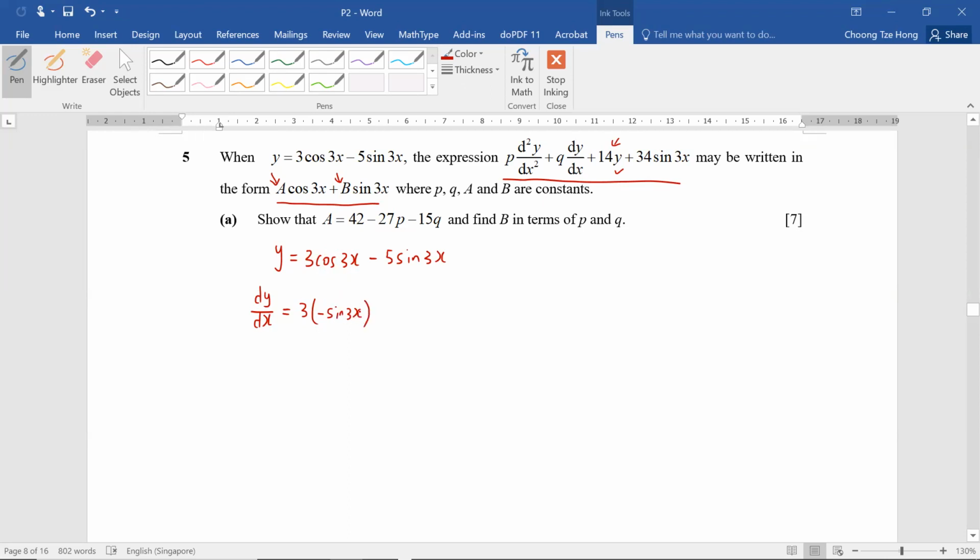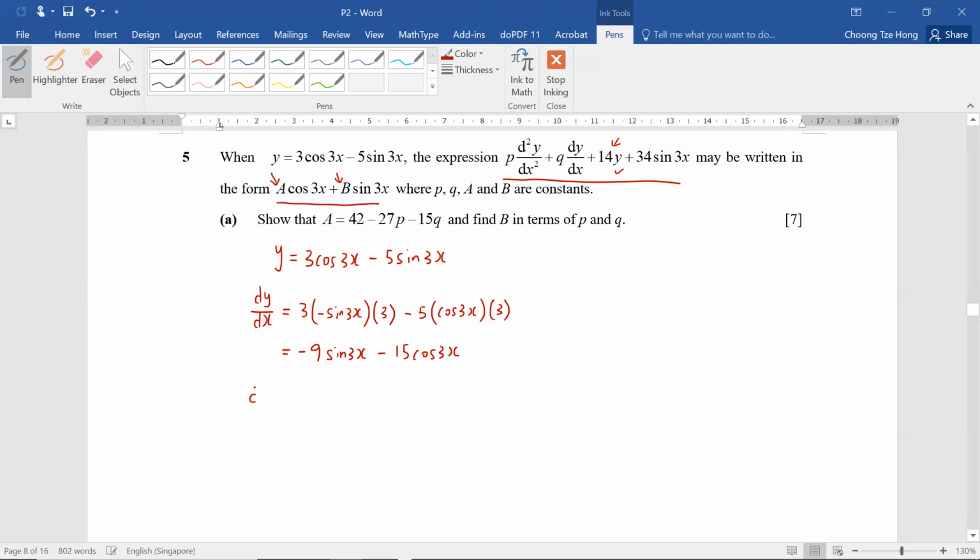Then we need to apply the chain rule. Inside here, there's a 3x. You need to differentiate the 3x to get a 3, so you multiply the 3 here. We'll do likewise for the negative 5 sine 3x, so negative 5 outside. You differentiate sine 3x, you will get cosine 3x. Then apply the chain rule, differentiate the 3x, you will get 3, so multiply the 3 behind. If you just compute this out, you will get this answer. So we have found dy dx, then later on we can substitute it inside.